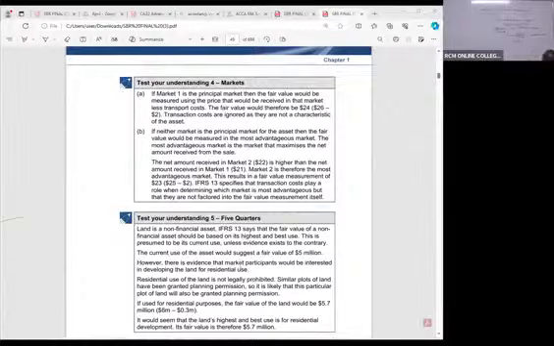Residential use of the land is not legally prohibited. Similar plots of land have been granted planning permission. So it is likely that this particular plot of land will also be granted planning permission. If used for residential purposes, the fair value of land would be 5.7, which is 6 minus 0.3. So it would seem that the land's highest and best use is residential development. So its fair value is therefore 5.7.